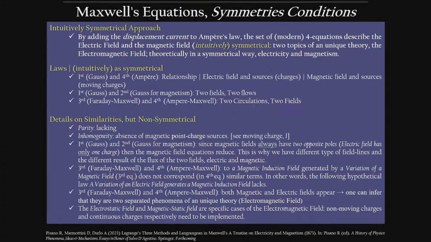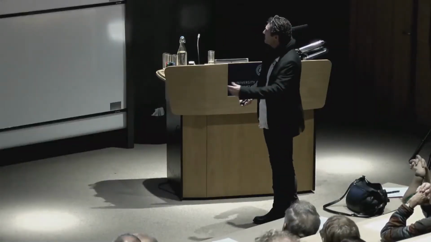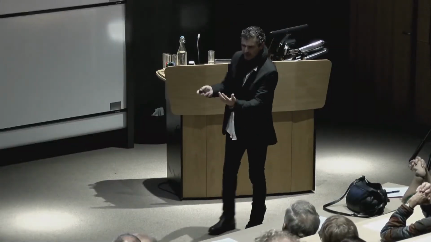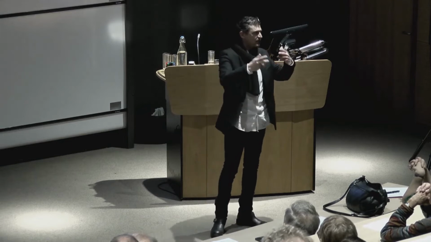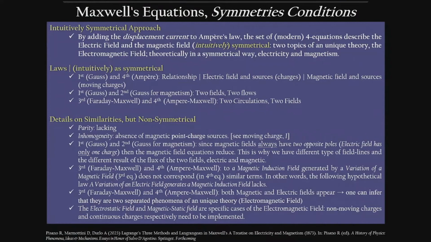In the third and the fourth, both magnetic and electric fields appear, so one can infer that they are two separate phenomena of a unique theory. The electric field and magnetic field are specific cases of the electromagnetic field, no moving charge, etc. So when we talk about Maxwell's equations, we can use this symmetrical idea of a concept, but if we go into details, they are not so symmetrical.